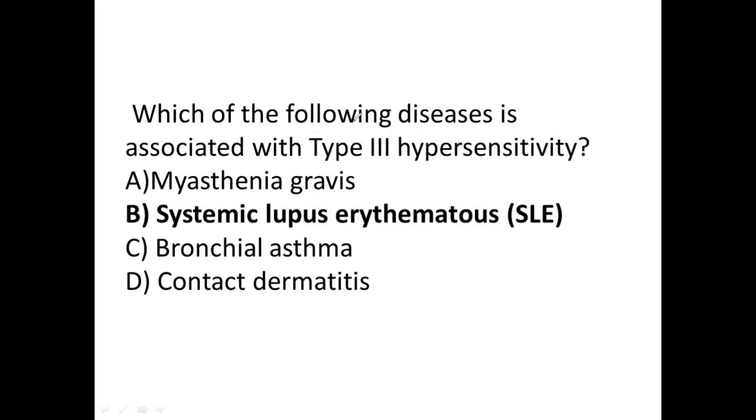Next question. Which of the following diseases is associated with type 3 hypersensitivity reactions? SLE is the example. Arthritis, it is also type 3. Glomerulonephritis, vasculitis, serum sickness. So this all comes under the type 3 hypersensitivity reactions. Done. Next question.